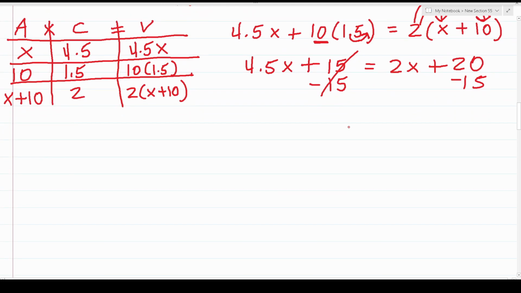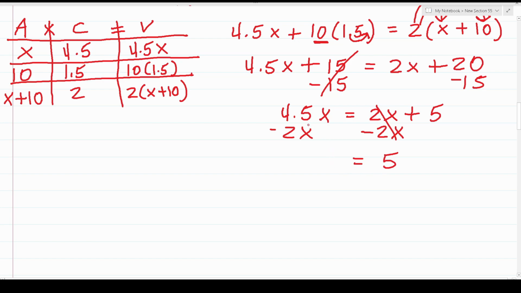15 minus 15 is 0, so this just becomes 4.5x equals 2x. 20 minus 15 is just 5. Now let's go ahead and subtract 2x from both sides. This crosses out here, leaving you with just 5 on this side. And we should be able to do this one in our head.